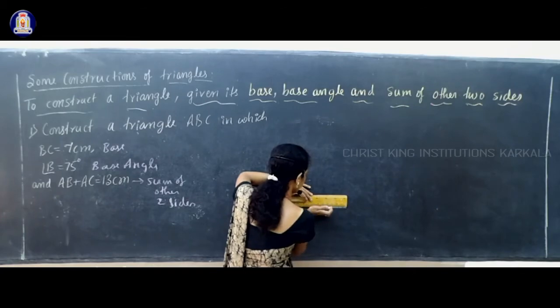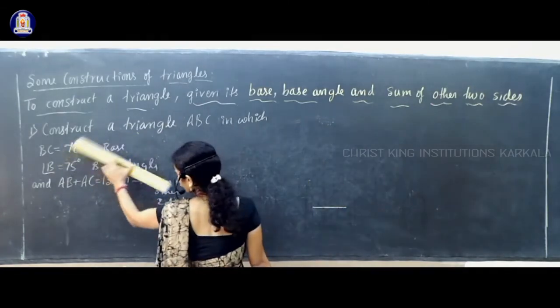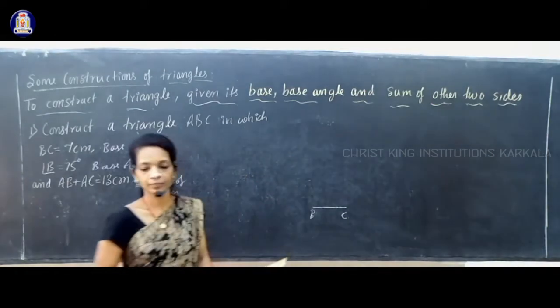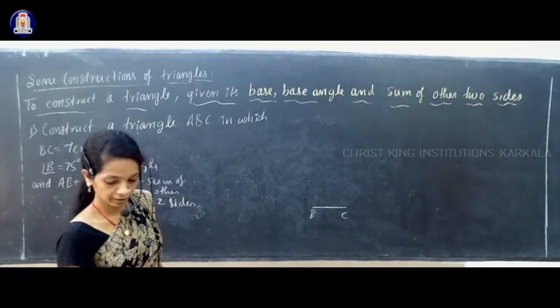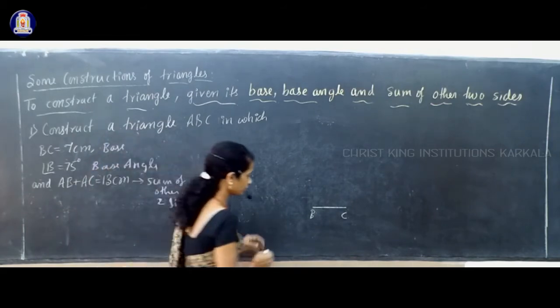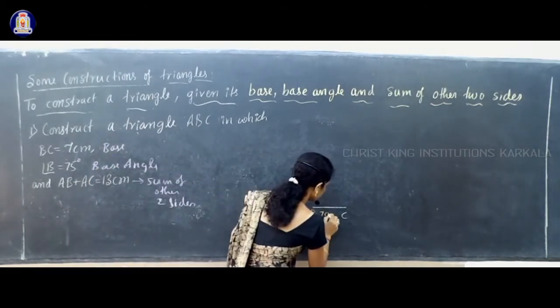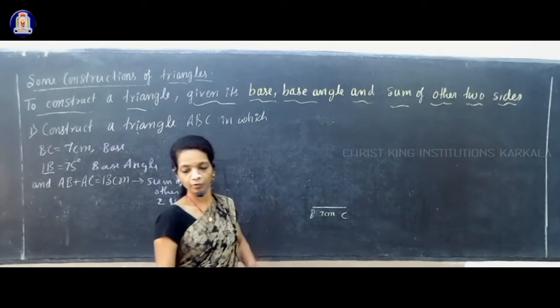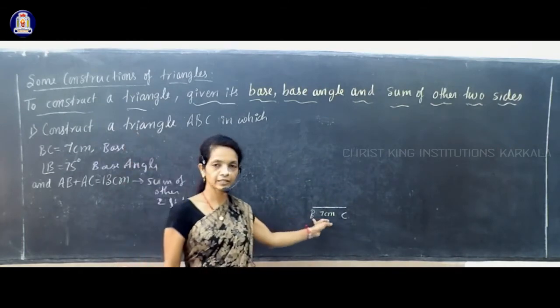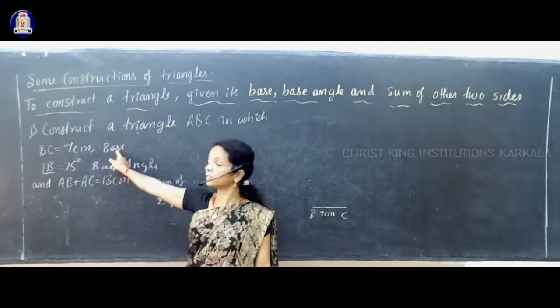And you take that as BC, as we are given. Now you take that length as BC, and below that line, write the length, which is 7 cm. So draw one horizontal line of length 7 cm and take that as BC. That is what? That is the base.